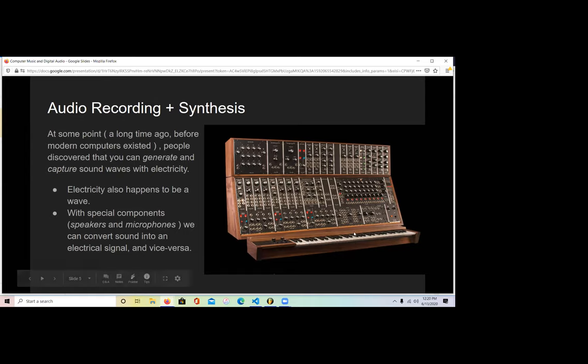Anytime you hear sounds that sound zappy or alien, I don't even know how to describe them, but basically different from a normal musical instrument, that's what analog synthesizers did.